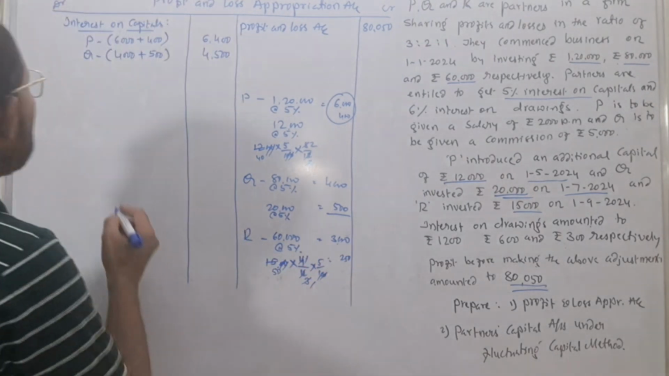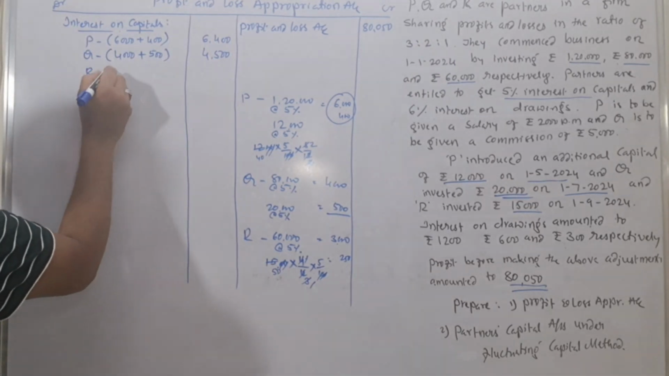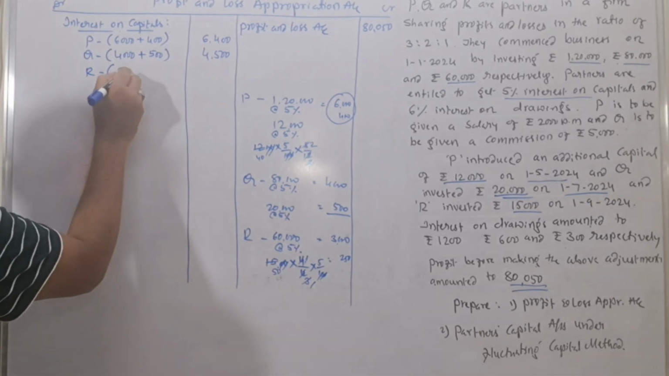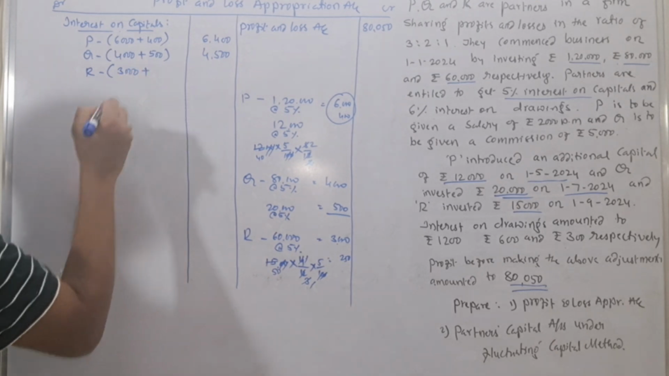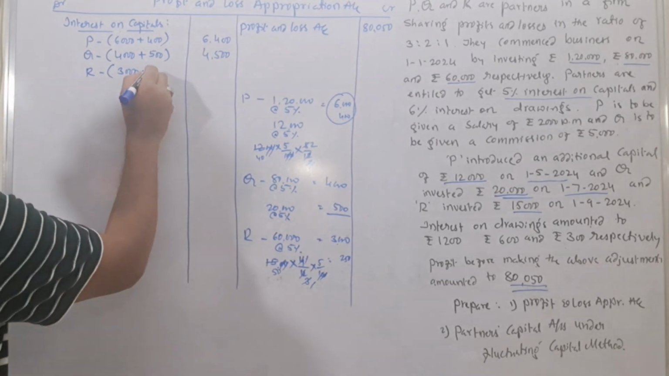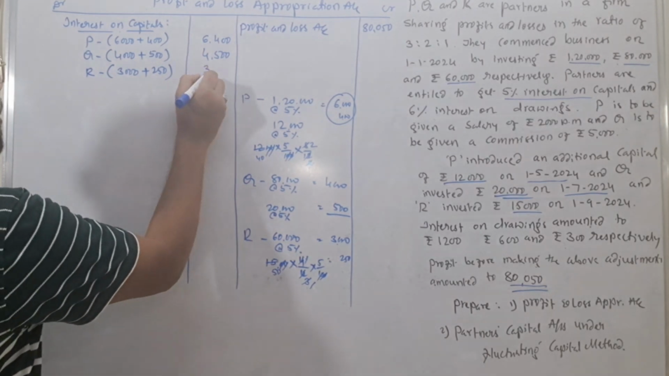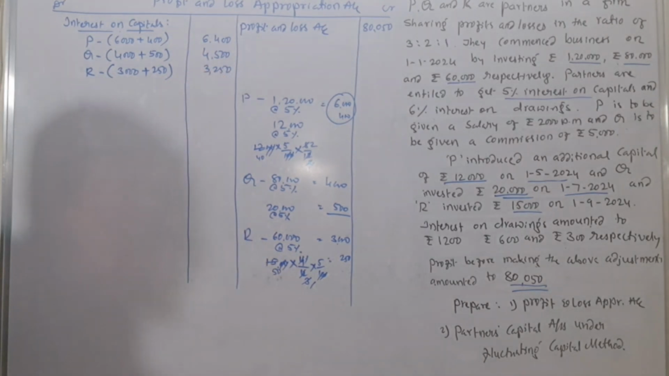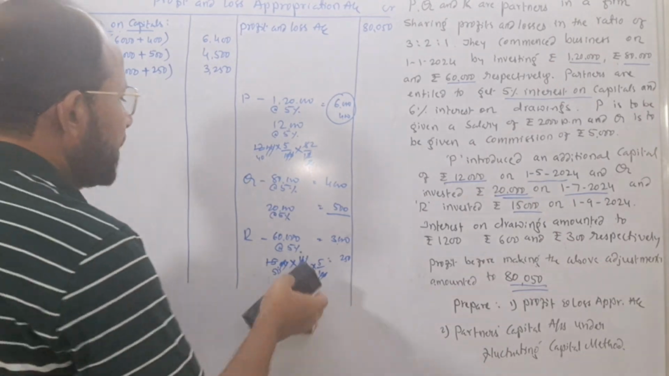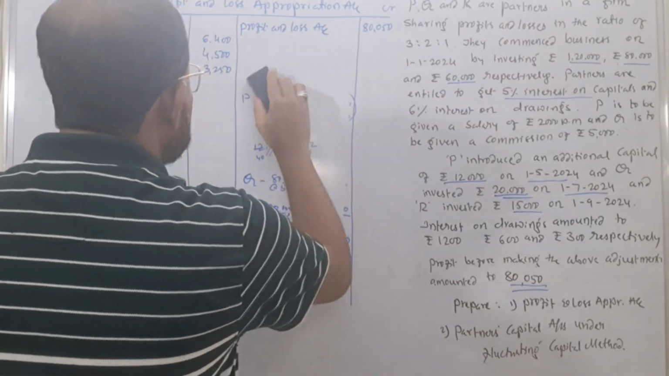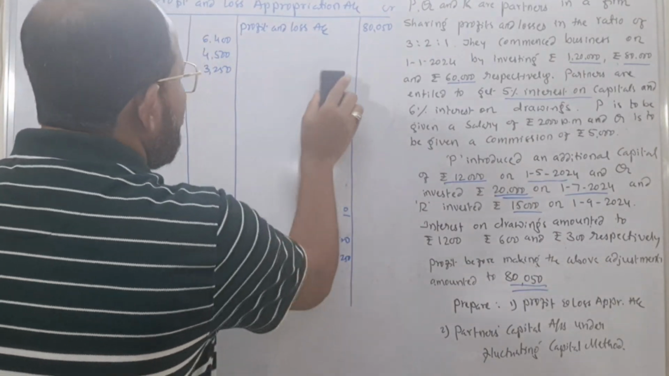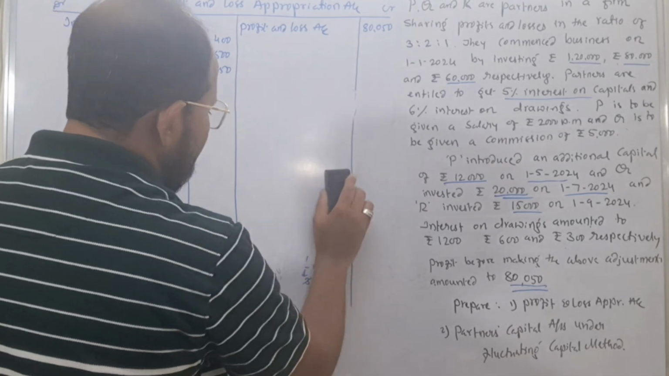Very simple thing. In case of R, rupees 3,000 is the interest on his initial capital and rupees 250 is the interest on his additional capital. That is why 3,250 I am debiting to profit and loss appropriation account. We calculated interest on capitals.